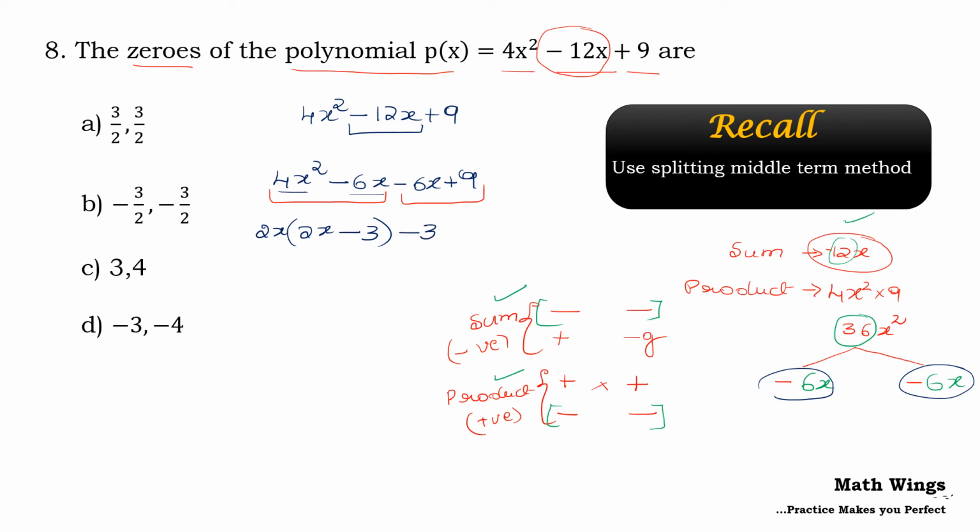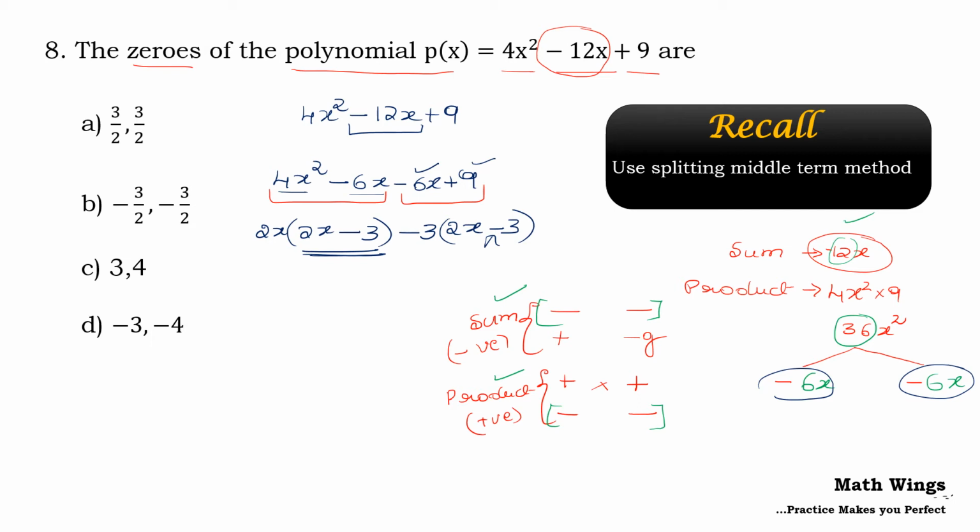Why is it minus 3? Because both 6 and 9 are divisible by 3 here. In the bracket, 3 twos are 6. Therefore, it is 2x, because we don't have x in the 9. So, we can't take x common out. Therefore, in the bracket, we remain with 2x and minus 3. If you are getting sign confusion, what you have to observe is the first bracket should be the same as the second bracket.